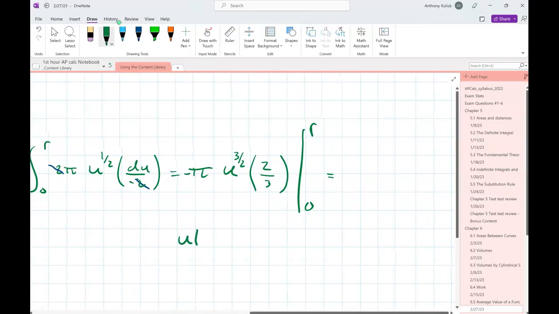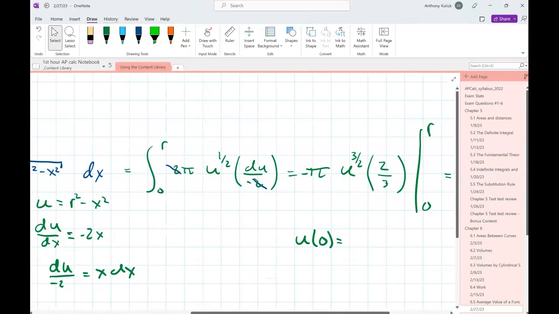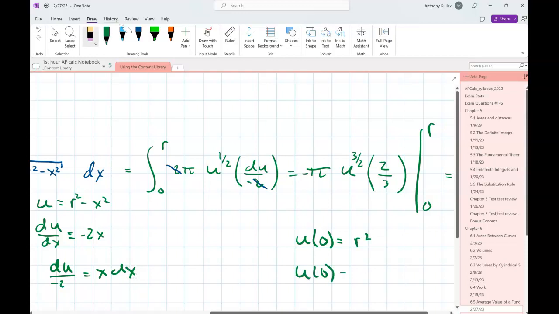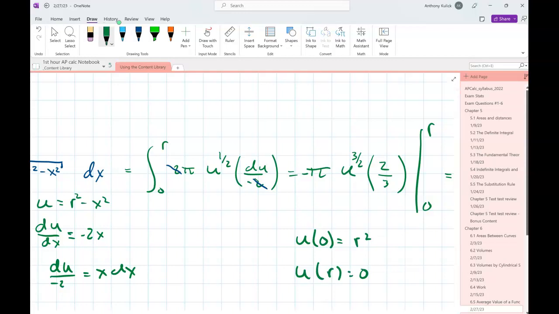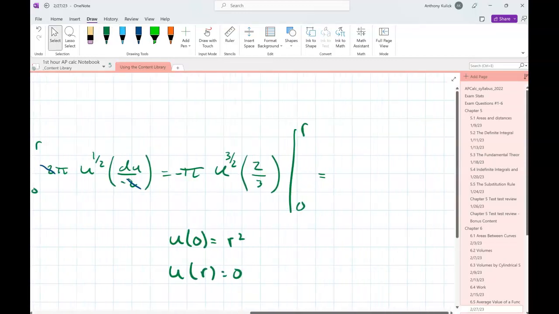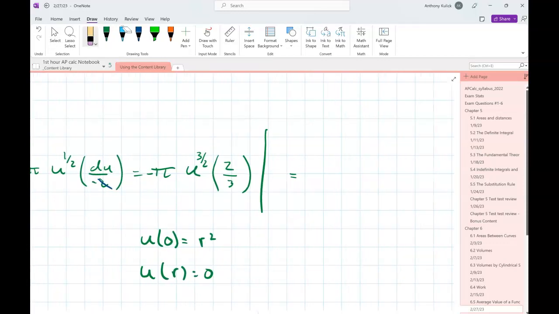So if I do u of 0, I get r squared, and u of r is equal to 0. So this should go from r squared to 0.